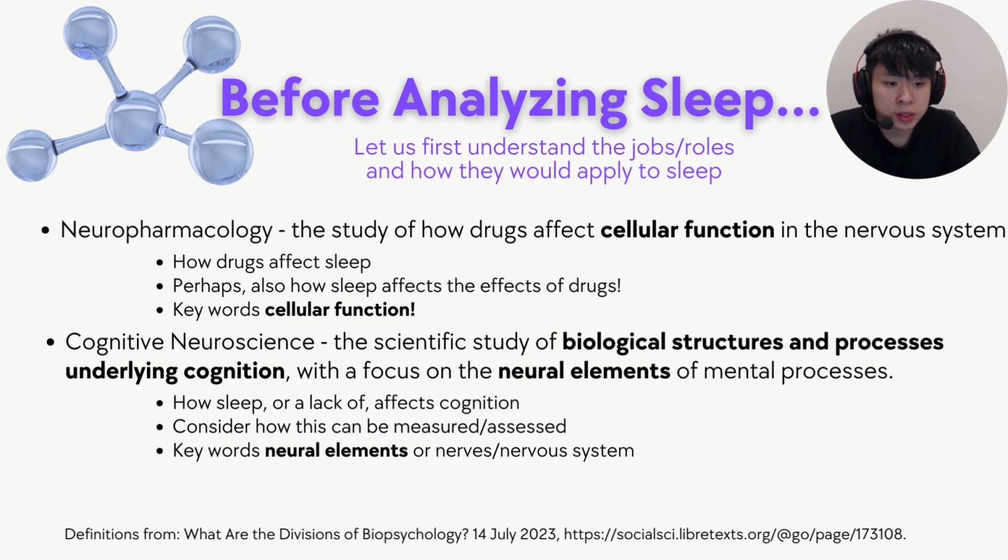So, cognitive neuroscience is the study of biological structures and processes underlying cognition with a focus on neural elements of mental processes. So, in this case, how sleep or a lack of can affect your cognition. Cognition being your thoughts, your consciousness. This could be your language, your thinking, decision making, motor skills, learning, etc. Right? And how sleep can affect that. Keep in mind neural elements is the key word. We should also think about how to measure it. Perhaps there's less neurons firing in a certain area when you're tired.